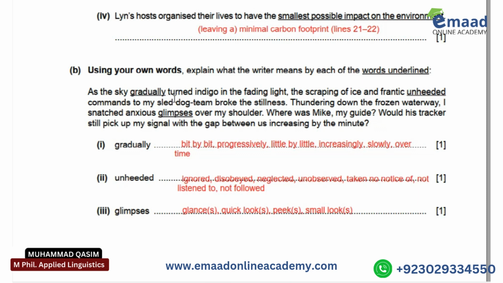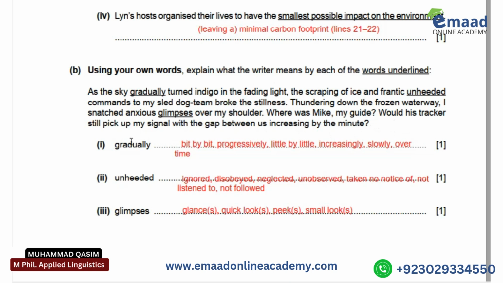"As the sky gradually turned indigo in the fading light, the scraping of ice and frantic unheeded commands to my sled dog team broke the stillness. Thundering down the frozen waterway, I snatched anxious glimpses over my shoulder. Where was Mike, my guide? Would his tracker still pick up my signal with the gap between us increasing by the minute?" So when they lost the trail, the main track that was to be followed, they lost their way. Mike, their guide, had a tracker, and he was wondering whether he would be able to trace her or not.